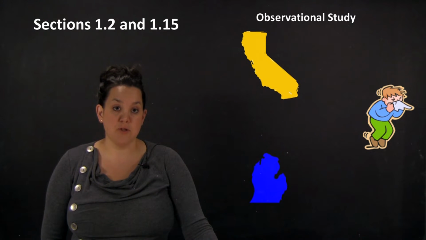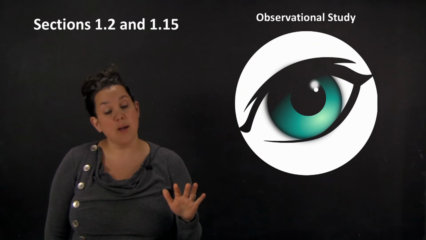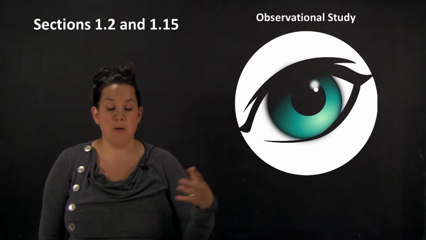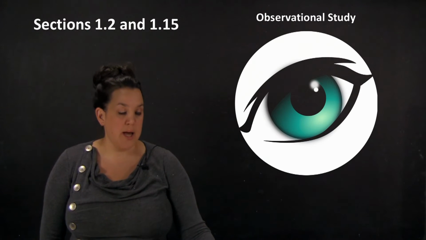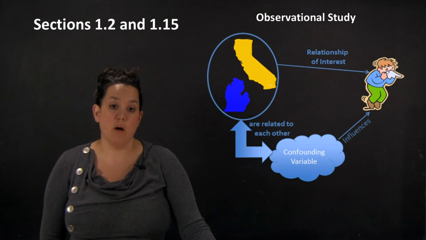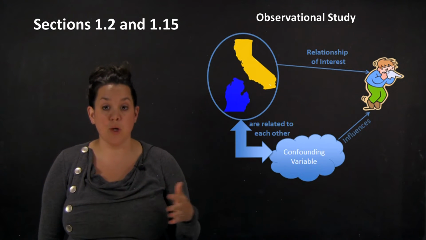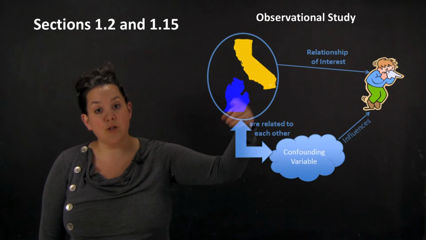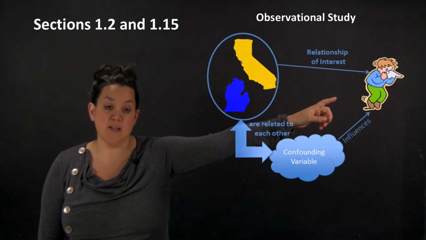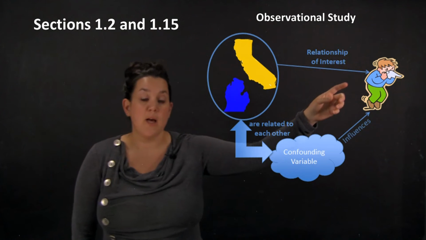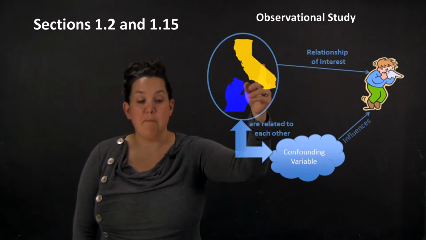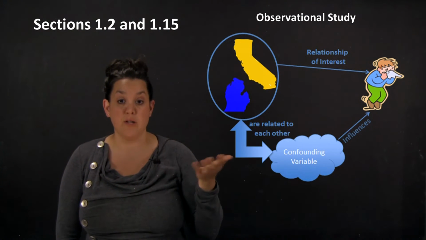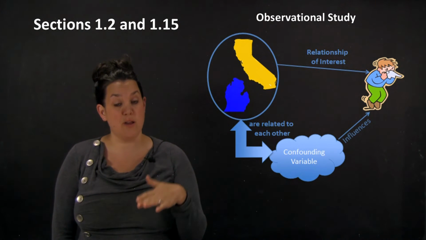So the problem with an observational study, because you're simply observing and you're not imposing any conditions on your subjects, is that you can suffer from what's called a confounding variable. So differences between groups that aren't actually the relationship that you're interested in. So here, if we're interested in state and whether or not it affects your allergy symptoms, that's the relationship that we're interested in. But because people are choosing the states that they live in, there can be differences between states or the type of people that live in those states besides just their location.